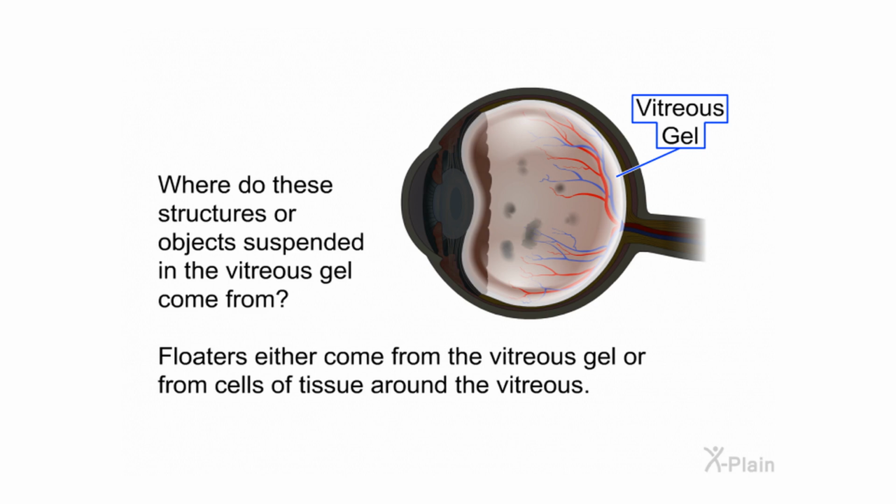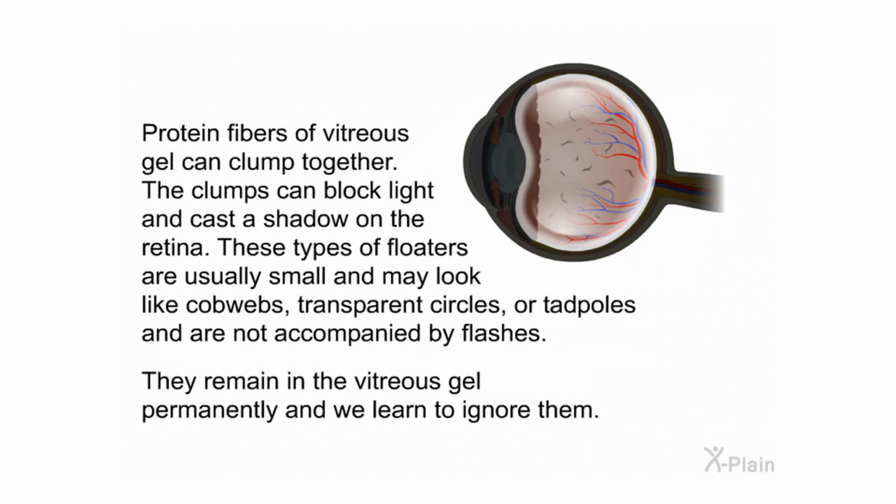Where do these structures or objects suspended in the vitreous gel come from? Floaters either come from the vitreous gel or from cells of tissue around the vitreous. Protein fibers of vitreous gel can clump together. The clumps can block light and cast a shadow on the retina. These types of floaters are usually small and may look like cobwebs, transparent circles, or tadpoles and are not accompanied by flashes. They remain in the vitreous gel permanently, and we learn to ignore them.